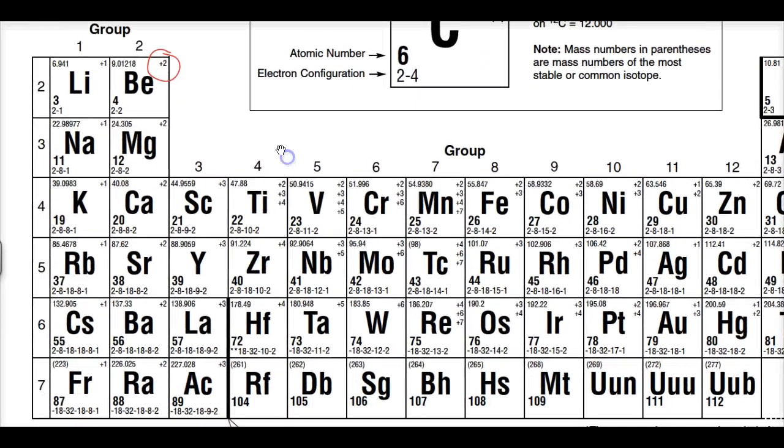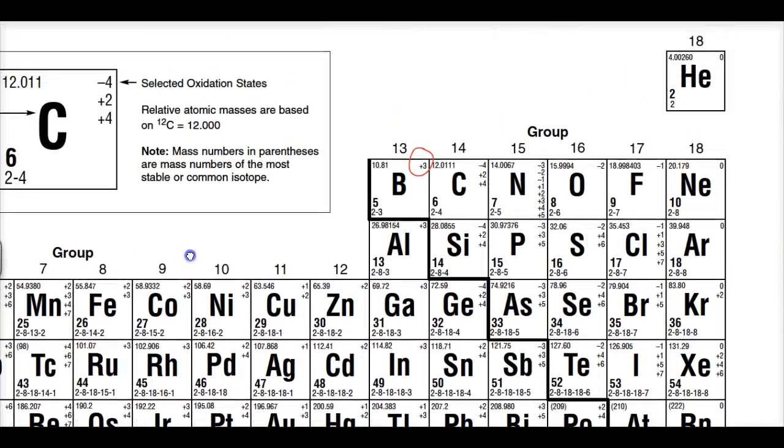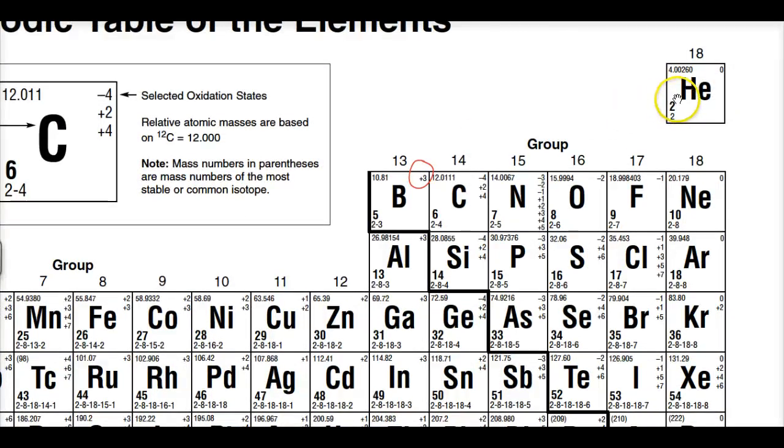For instance, beryllium, 2-2, or for a more advanced course, 1s2, 2s2, loses 2 electrons to have the same electron configuration as helium. The reason why they lose 2 is to become as stable as helium. It's a very stable electron configuration. It fills its energy shell.